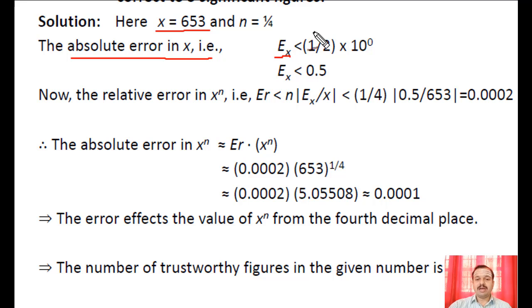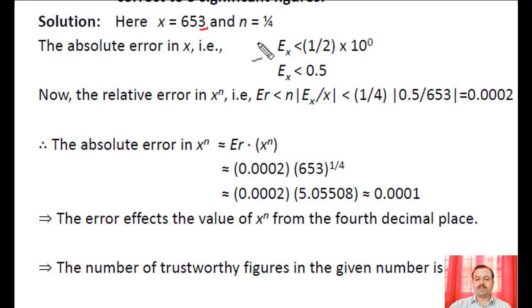Again, look at the discussion on valid significant digits, wherein we explained that the absolute error in a number x with n valid significant digits is always less than 1 by 2 into the unit of the last digit. Look at this number. What is the unit of the last digit? This is the units place, this is the tens place, this is the hundreds place. So the last digit has the units place, that is the 10 to the power of 0 place.